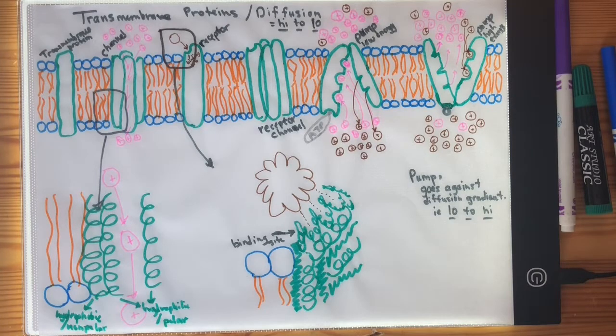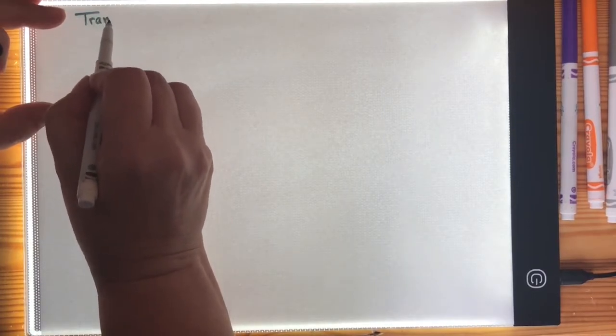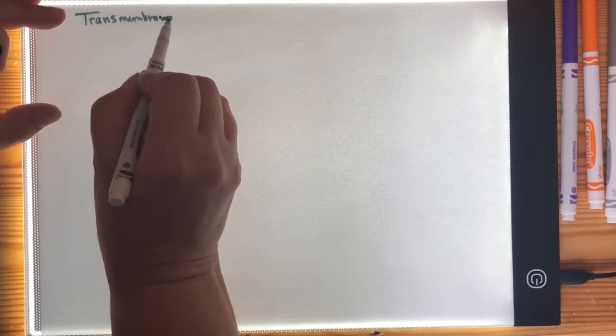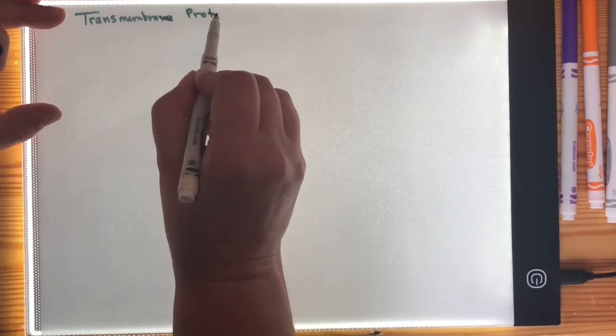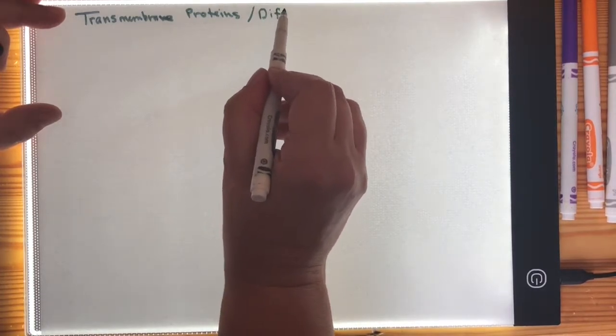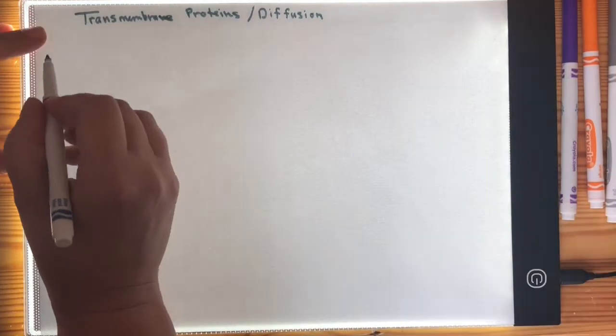We're going to be discussing a number of important and recurring topics today. We're going to be discussing transmembrane proteins and the concept of diffusion. As part of this, we're going to be discussing a few different categories of transmembrane proteins: channels, receptors, and pumps, all of which will be coming up again in future lessons.